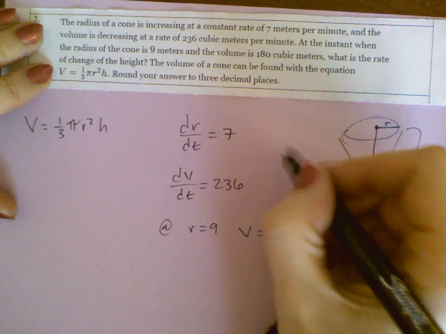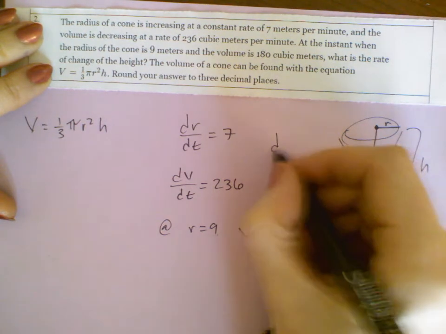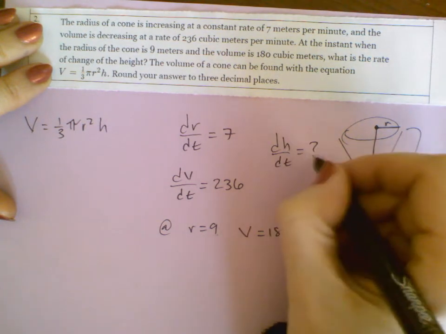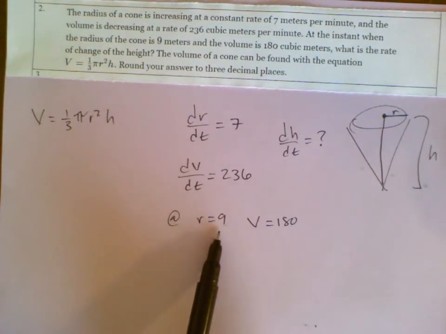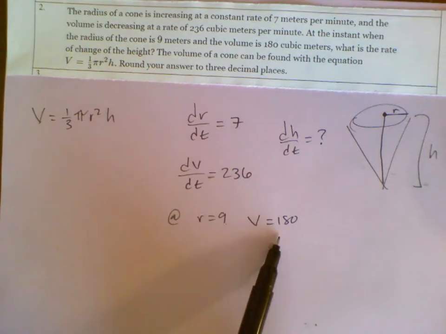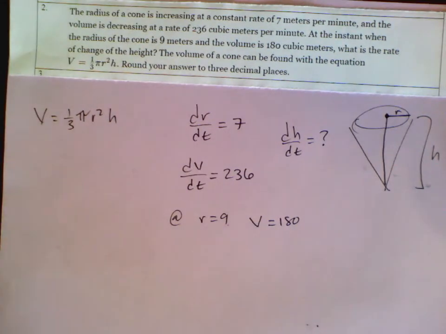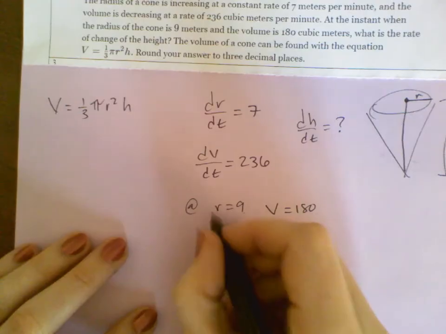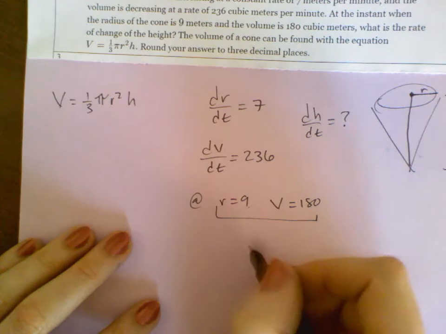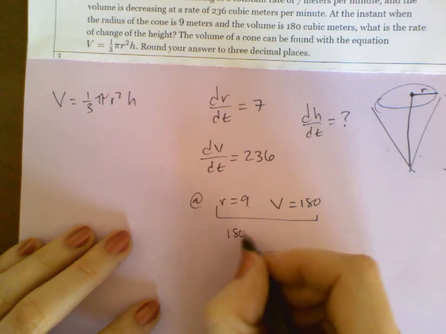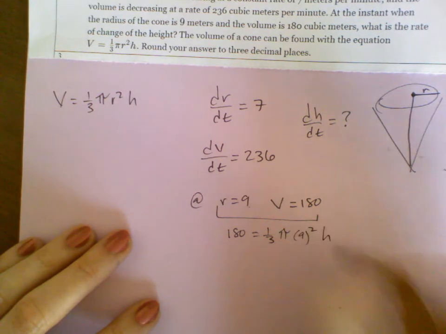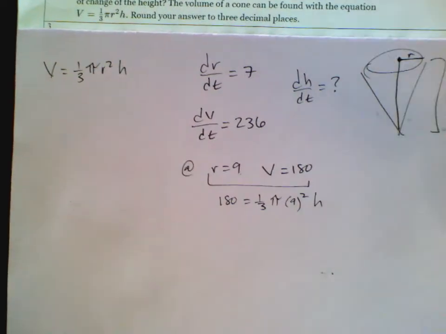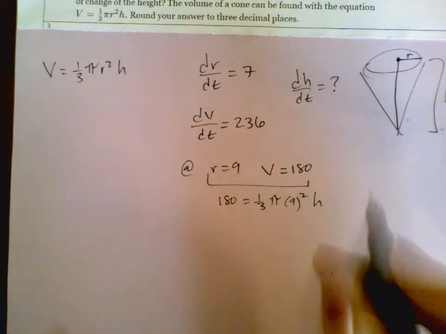Okay, so up here with the rates, I'll write dh/dt equals question mark. That's what we want. So if we have, at this moment, r is 9 and V is 180, then h must also be something at that very moment. So since we know this, we can find h. So this is 180 equals a third pi r squared h. And you guys are very good about asking questions, so please pause the video and ask each other questions if you don't understand.